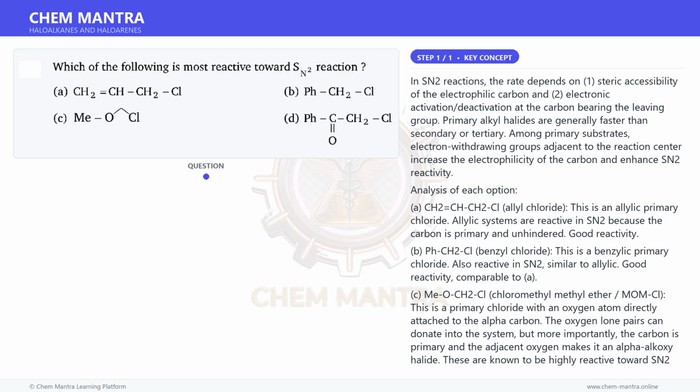Alpha-halocarbonyl compounds are among the most reactive substrates in SN2 reactions. The carbon is primary, unhindered, and strongly activated by the adjacent C=O group.